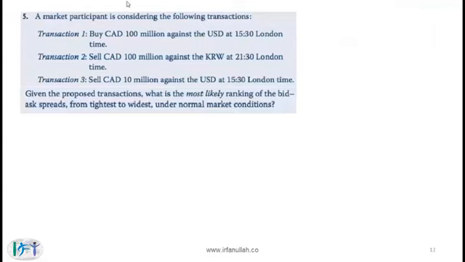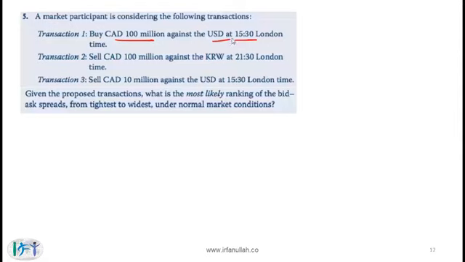And now the last question from example 1. So we are given the following transactions. Transaction 1, buy Canadian dollars against the US dollar at 15:30 London time. Now the significance of this time is that this is a time when both the London market and the New York FX market are open, so a lot of trading. So you need to understand your basic time zones to understand when the major markets are open.